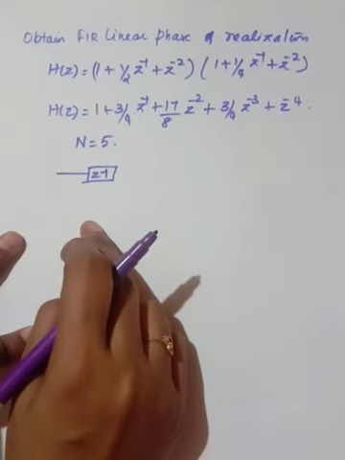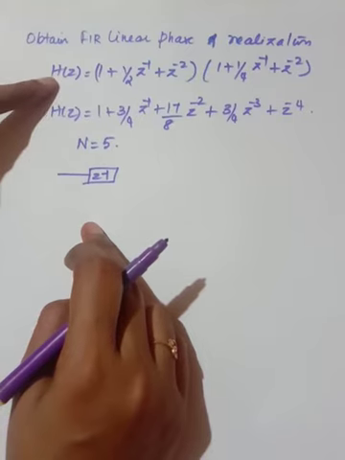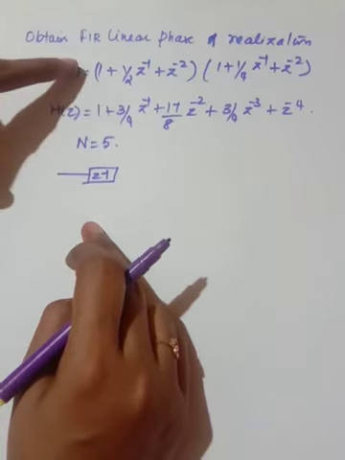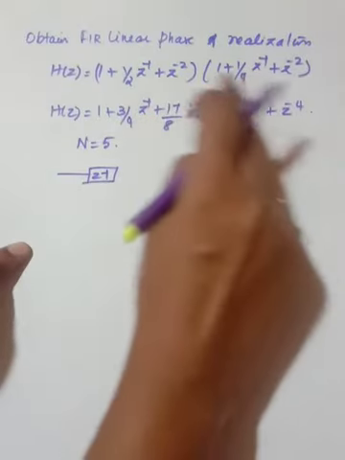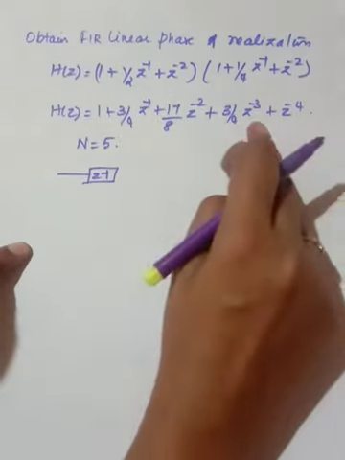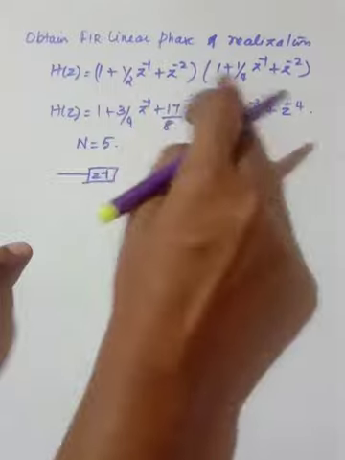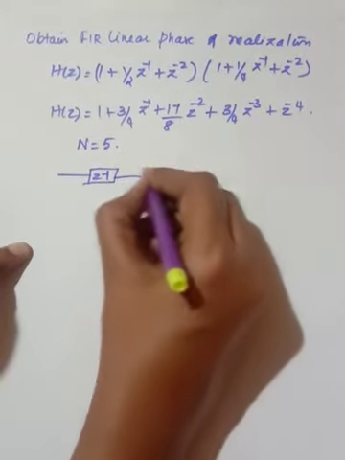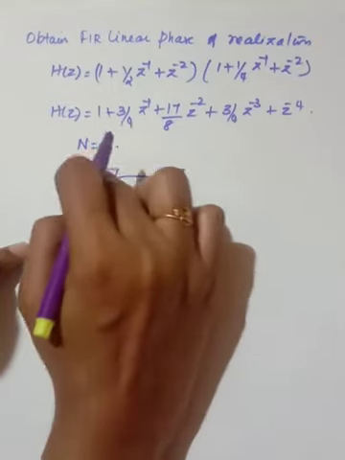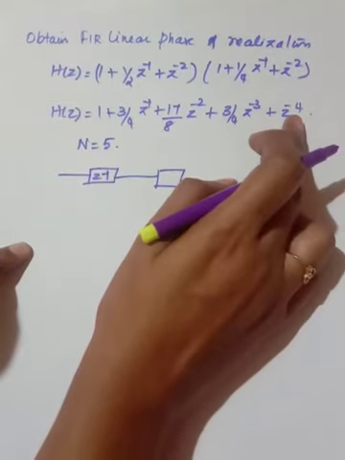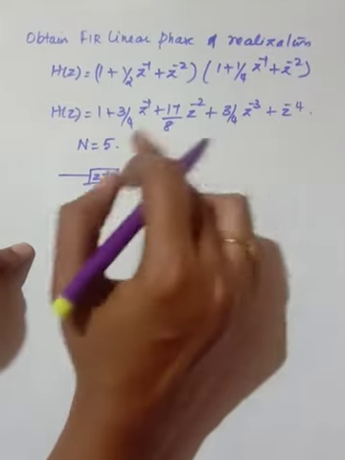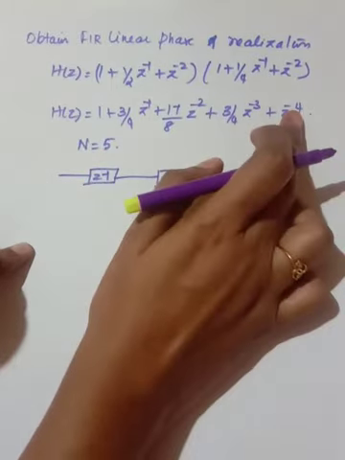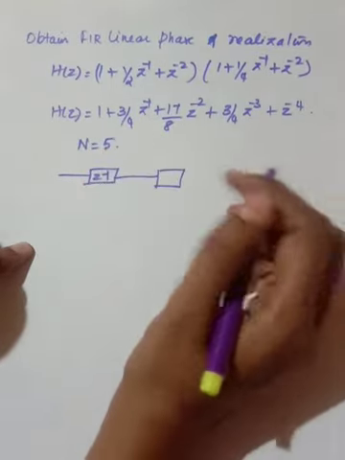Now consider this problem. Here they have given a transfer function. We need to perform the linear phase realization. So the first thing we need to do is expand this. So after multiplying this you will get this answer. So now consider how many delay elements are there. Here the order n is equal to 5. So when you have summation you will have n minus 1, so here 4. Okay, so here therefore n is equal to 5.